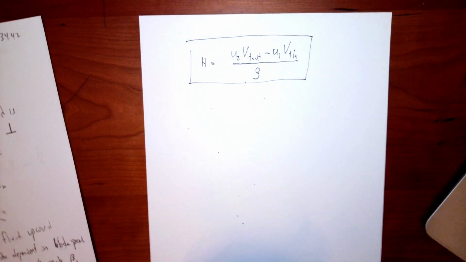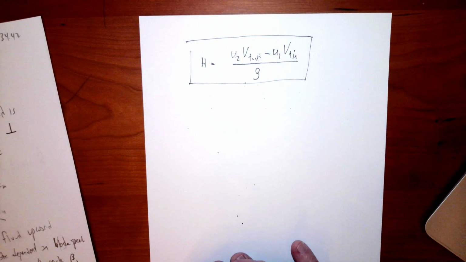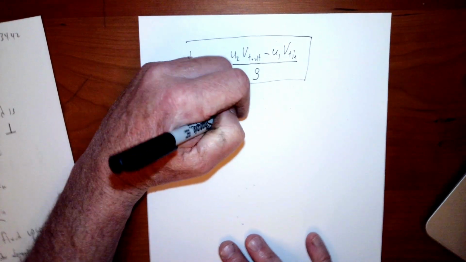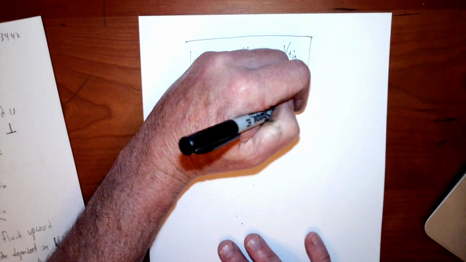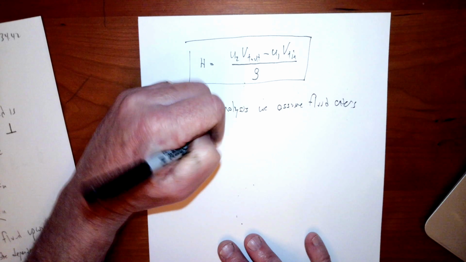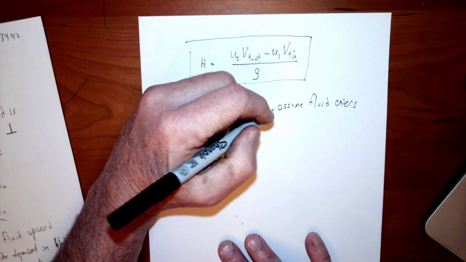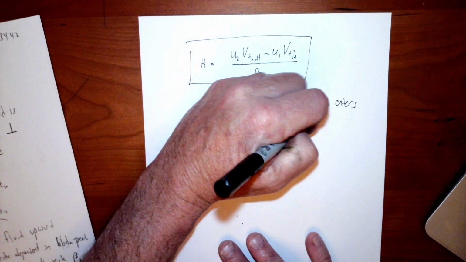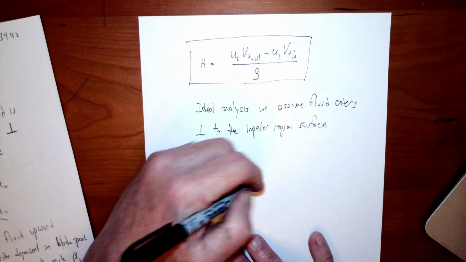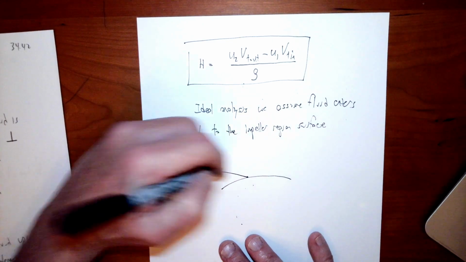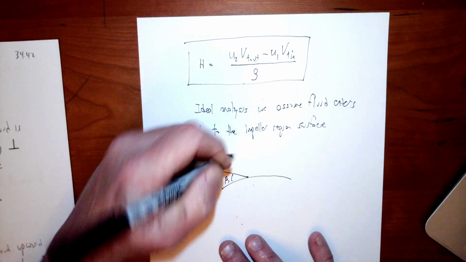When we're doing the idealized evaluation of the fluid, we assume that the velocity enters perpendicular to the impeller surface. So for the ideal analysis, we assume fluid enters perpendicular to the impeller region surface. So it doesn't come in with any velocity that isn't normal to the surface. So here's our surface. Here's our blade coming along with some angle beta 1. So that's our blade angle.